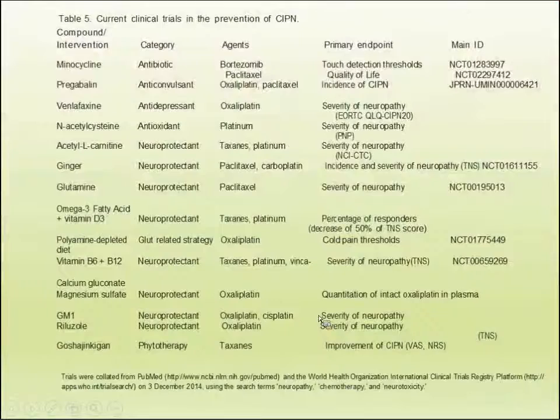And this is looking at trials of agents in chemotherapy-induced peripheral neuropathy as opposed to the taxane-induced. Minocycline, pregabalin, venlafaxine, L-carnitine, ginger, etc. And then also looking at the primary endpoint, there was not a significant difference in these cases with outcome on neuropathy. These were given while the chemo is going? Yeah, concurrently with chemotherapy, the agents are given.